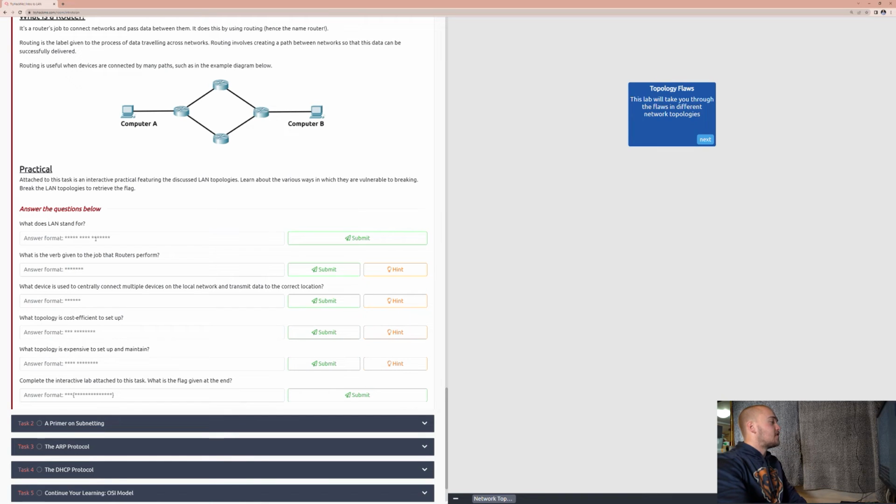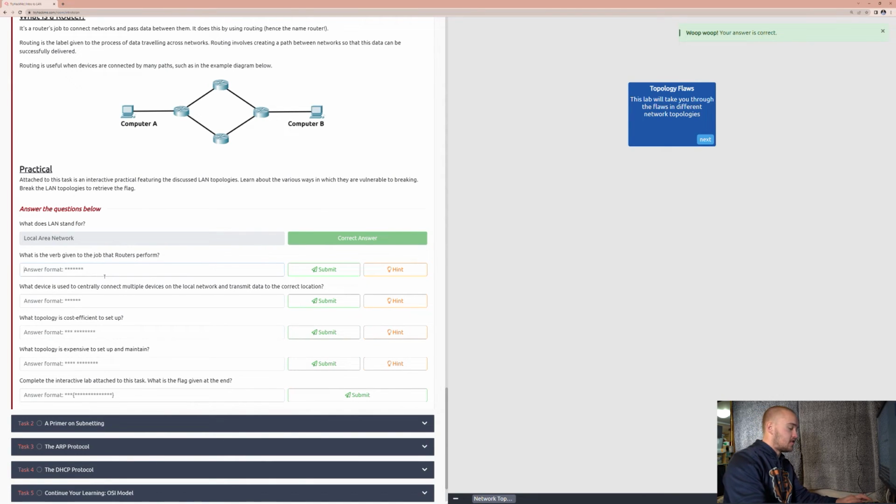So first, let's answer a couple of these questions. What does LAN stand for? And I said that at the beginning if you missed it, but it's local area network. What is the verb given to the job that routers perform? So this is just like the word router. It is routing that they do.